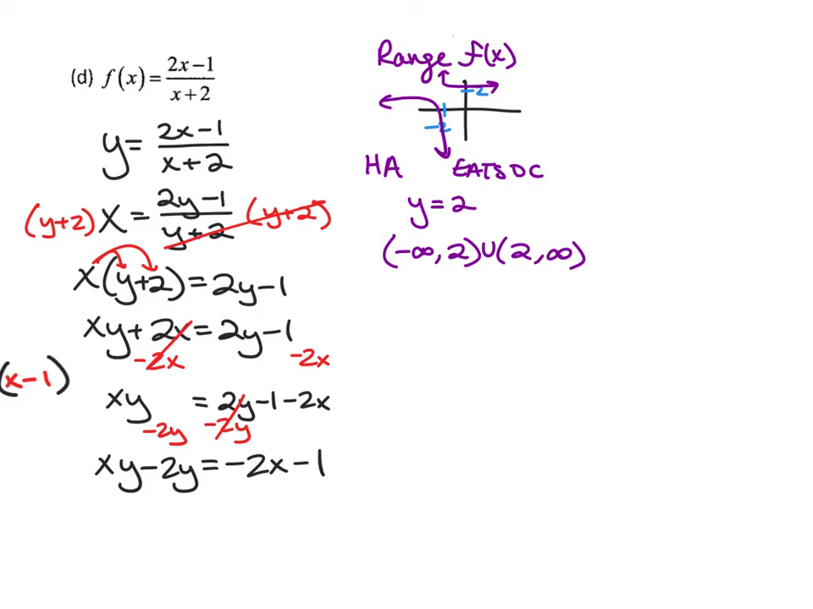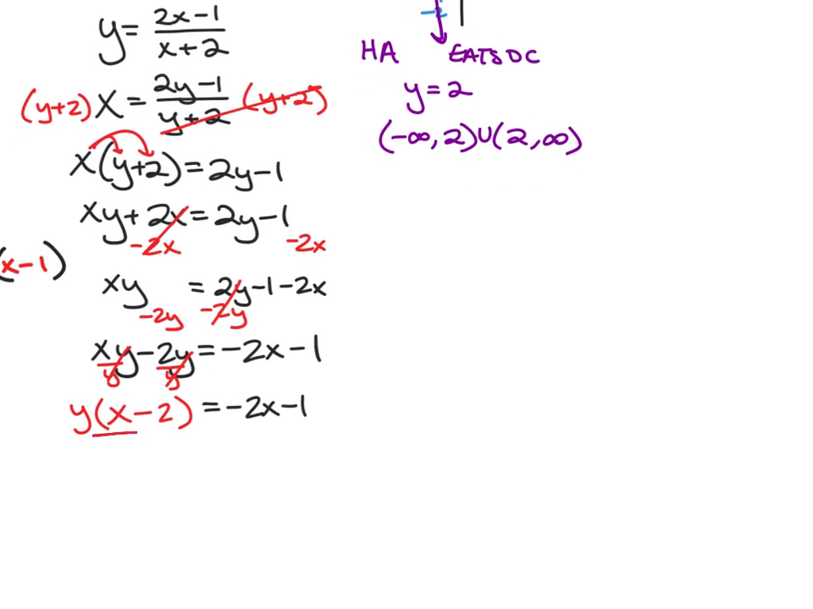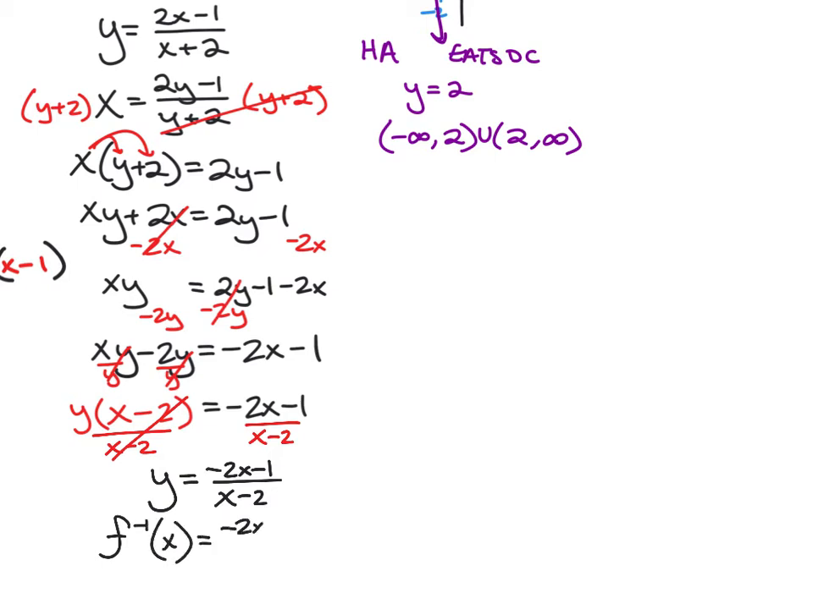Now, the y's are on the same side, so I want to get them to be written similarly or as one piece. So I'm going to factor them out of that binomial, which means I have x and a minus 2. That's reverse distribution. It's factoring out the GCF. And very last, I can divide by this binomial x minus 2 to isolate the y so that I have y equal to negative 2x minus 1 over x minus 2. And that's the inverse for my f of x function.